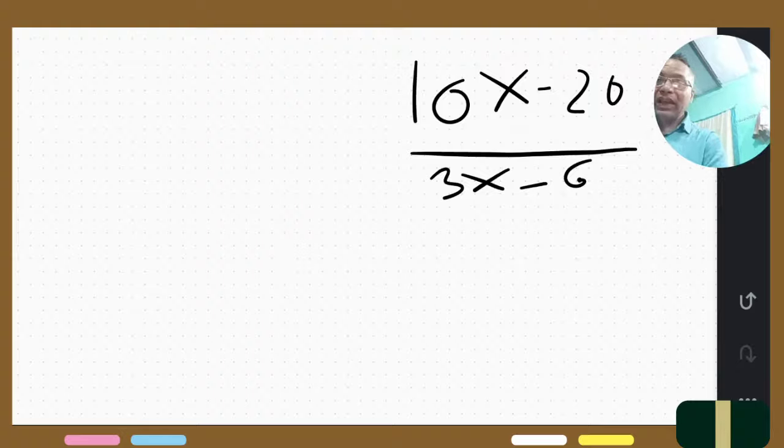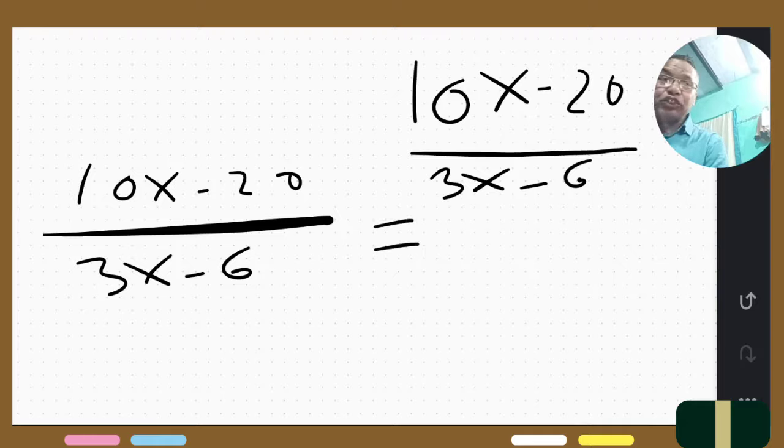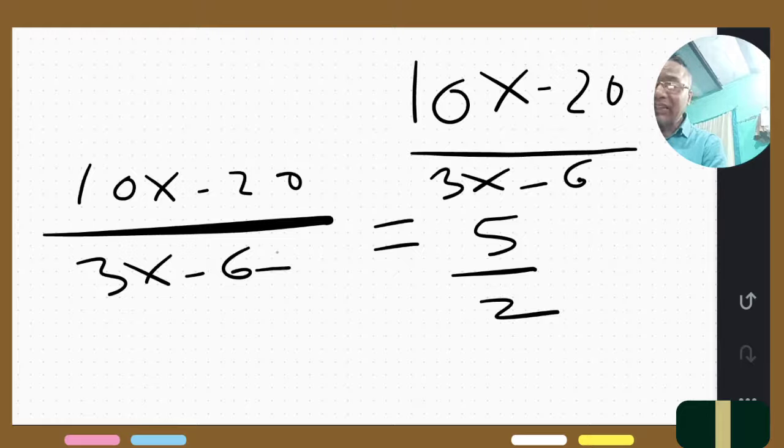Here it is said, (10x minus 20) upon (3x minus 6). The said ratio becomes 5:2 when replaced with 10 liters of water. This means that 10 liters will be added here, because this is the quantity of water.